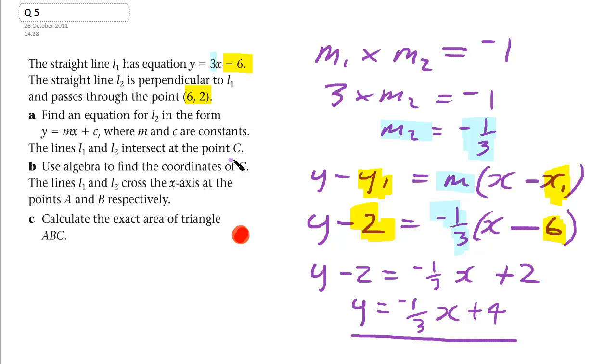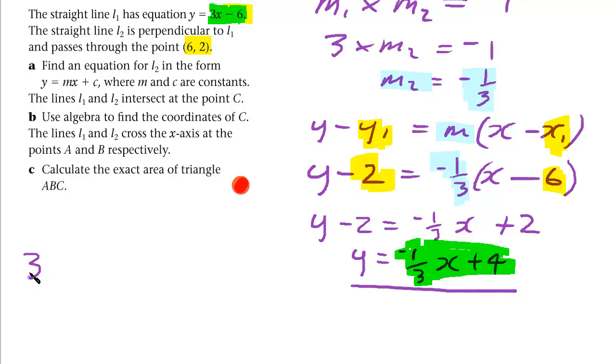The lines L1 and L2 intersect at a point C. Use algebra to find the coordinates of C. So let's do that. Well, the easiest way is I know that y equals all of this. I know that y also equals all of this. So therefore these two green things must equal each other if we're going to intersect at a point. So we make them equal to each other. So 3x minus 6 must equal minus 1/3 x plus 4.